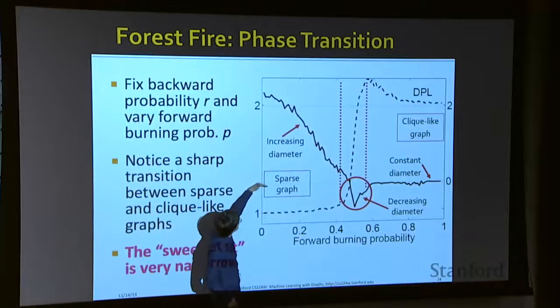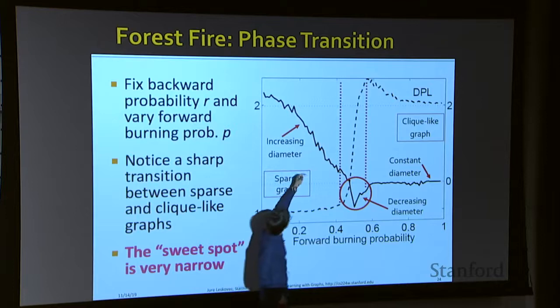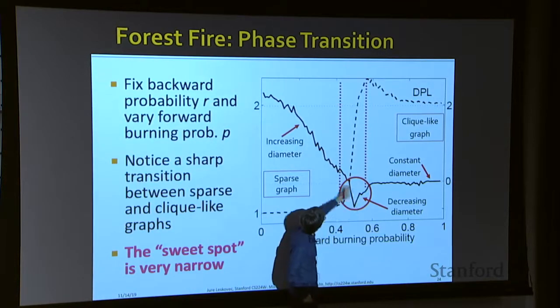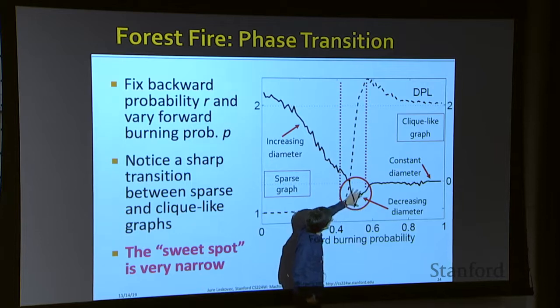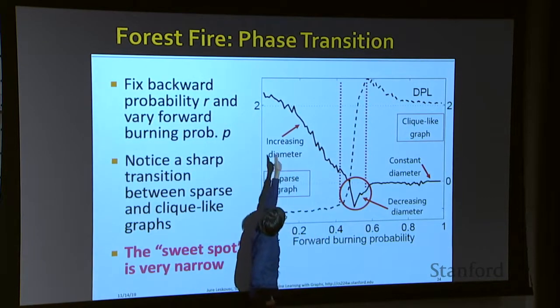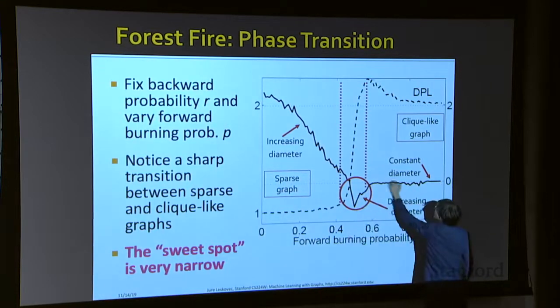And if it's above this line, the diameter is increasing. If it's below, it's decreasing. And again, you see that in this regime, when we get some interesting densification, also the diameter of the graph tends to decrease, right? Here, it's slowly increasing.